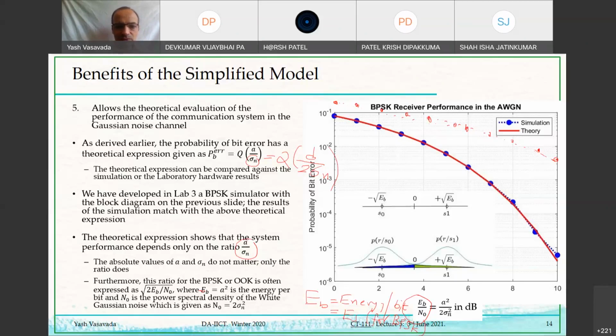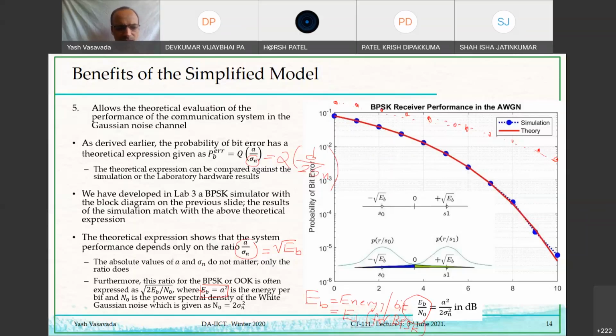Now, remember we said that energy per bit or energy per symbol is nothing but the squared Euclidean distance. And so EB is nothing but A squared. And so in this ratio A divided by sigma n, I can replace A with square root of EB. Is it fine?